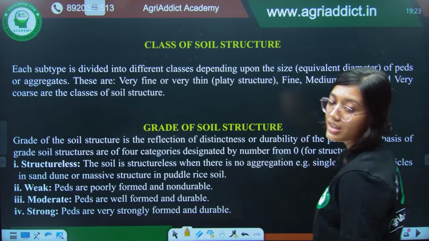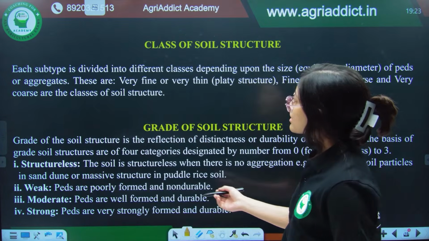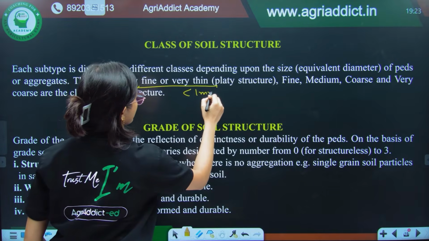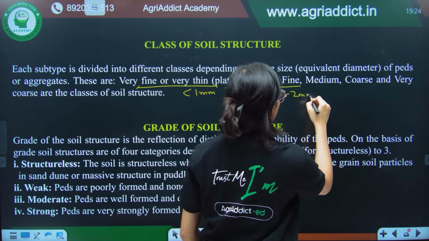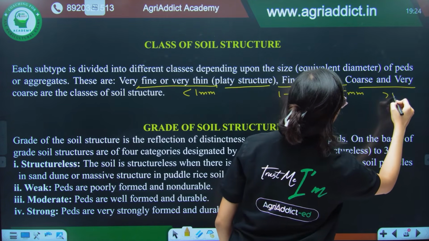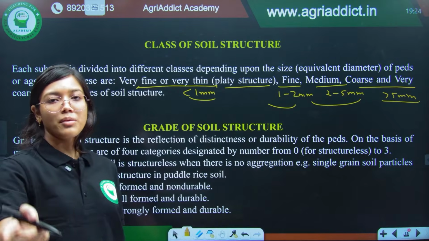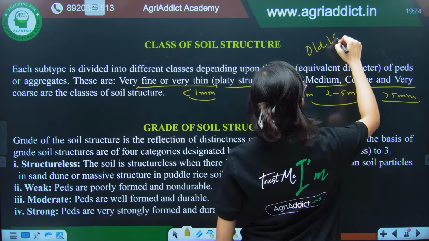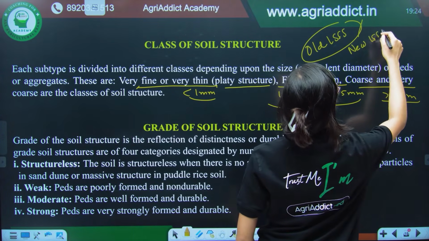Now, as I mentioned, we will have some classes of soil structure. So, what are the classes? Either it can be very fine or very thin, that is less than 1 millimeter, so it is platy. Then you can have fine, 1 to 2 millimeter. Then medium, that is 2 to 5 millimeter, and coarse and very coarse is greater than 5 millimeter. Based on the dimensions or the different types, you have an entire chart given in old ISSS or new ISSS, whichever standard book of soil science you want to follow.